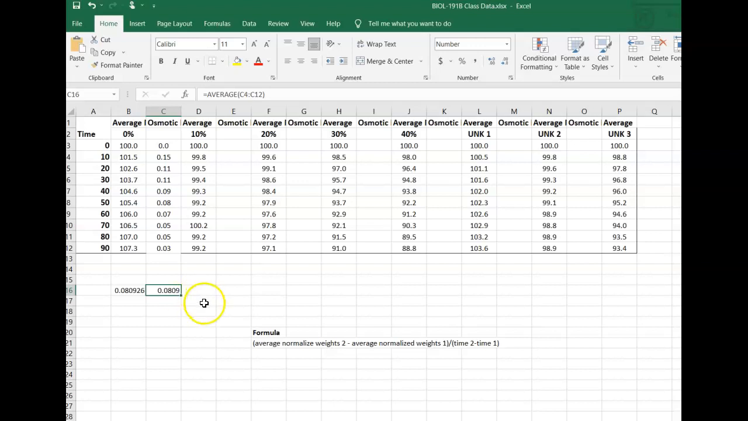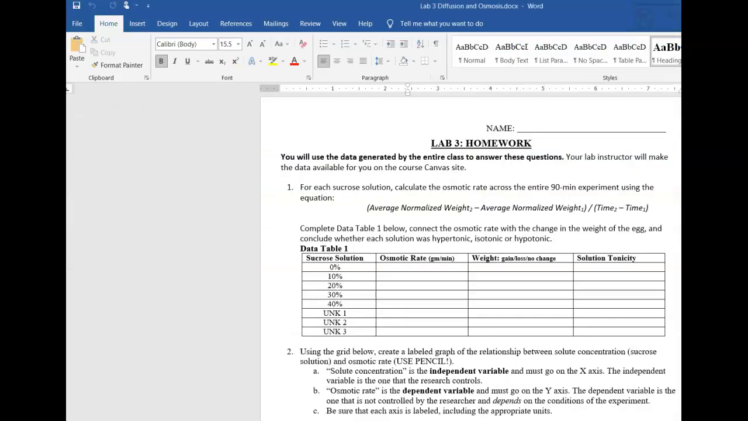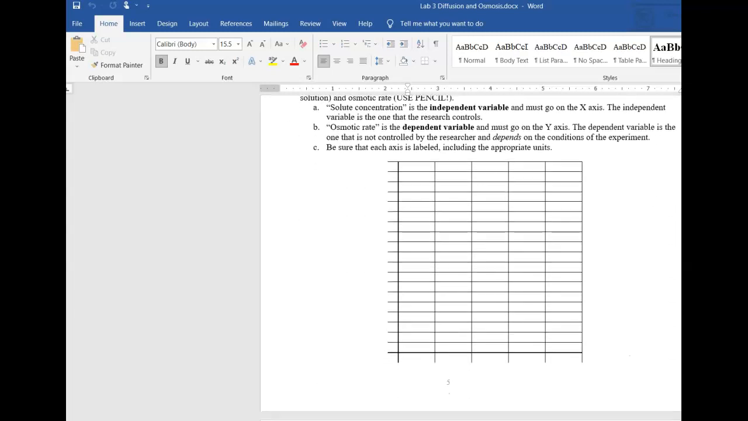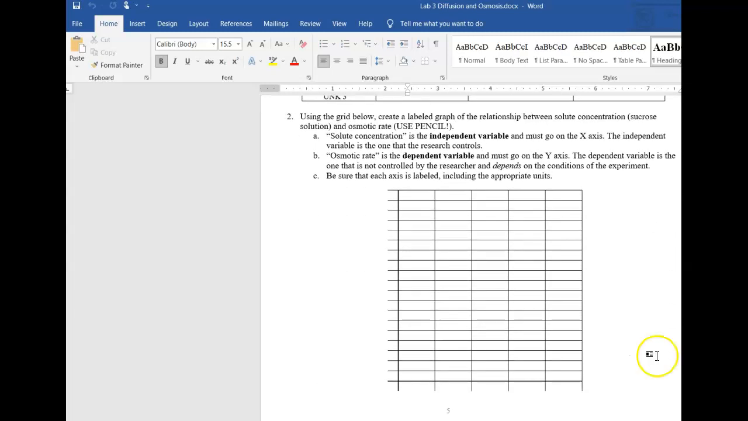Okay. So once you have your osmotic rates for each one, you have one for the one that I just generated, which was for the 0%, the distilled water. But you're going to have to do the same thing for the 10%, 20, 30, and 40. And you'll do the same for the unknowns. And then once you do that, you'll be able to graph your values.